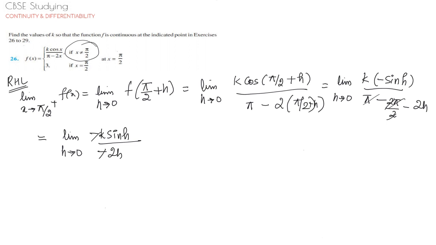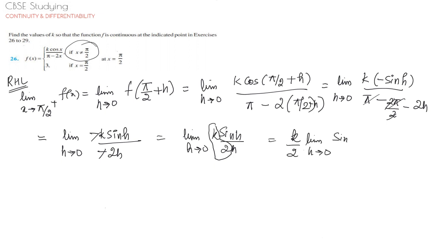What are you left with? Limit h tends to 0 k sin h by 2h. So you see this k by 2, it's a constant, so I'm going to take it outside. K by 2, limit h tends to 0 sin h by h. Substitute the value. When you substitute the value of h as 0, what happens? You get 1, and then finally you get the value of RHL as k by 2.